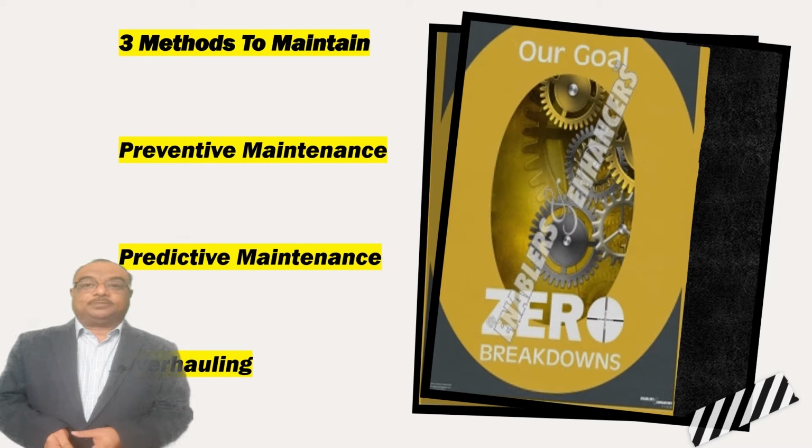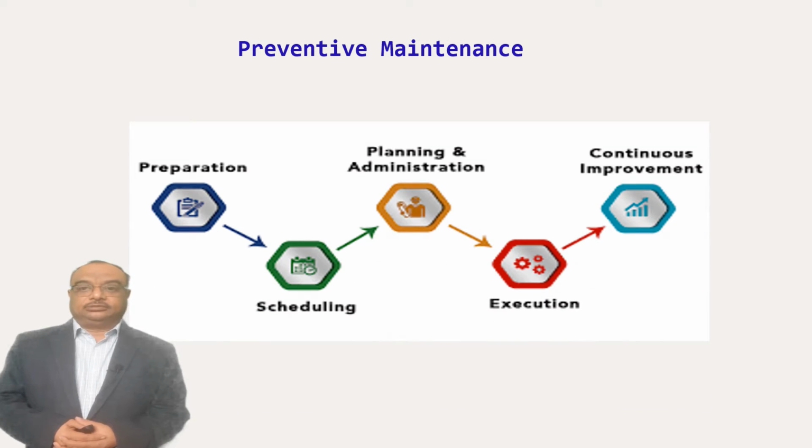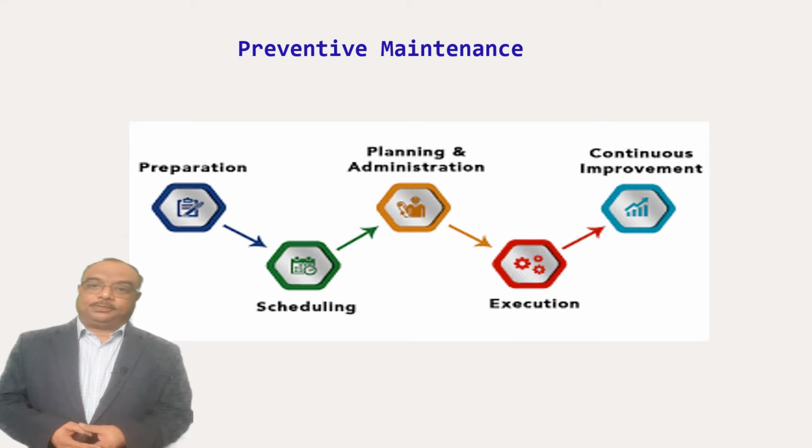So let us understand preventive maintenance. This is a schematic diagram to understand preventive maintenance. The first important thing is preparation. Normally in industry, they don't do any kind of preparation. In this session, we will discuss this preparation, which is very important for an organization, but people are not focusing on it.